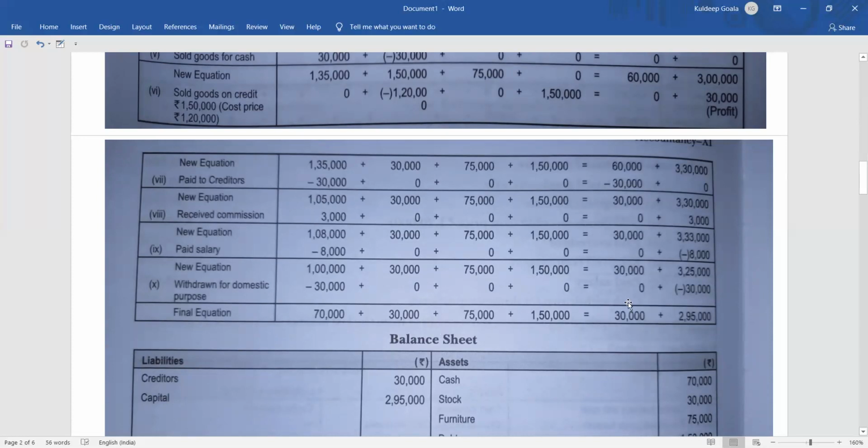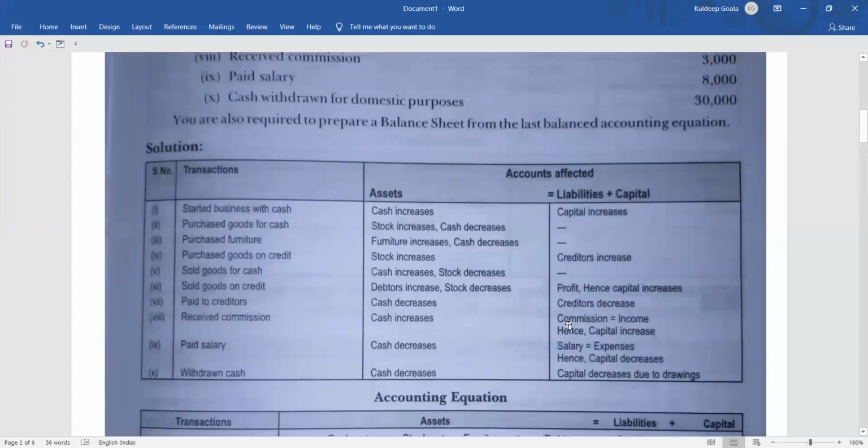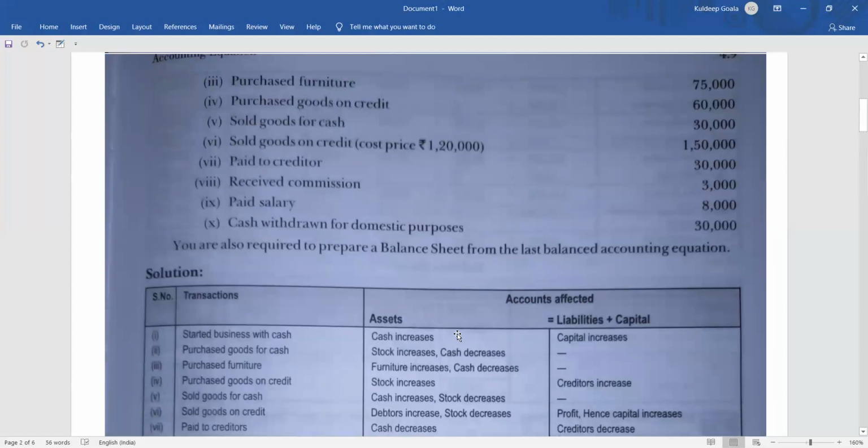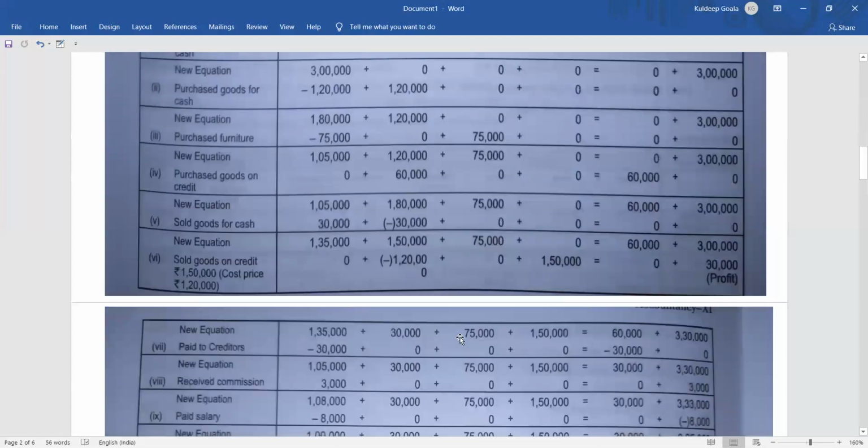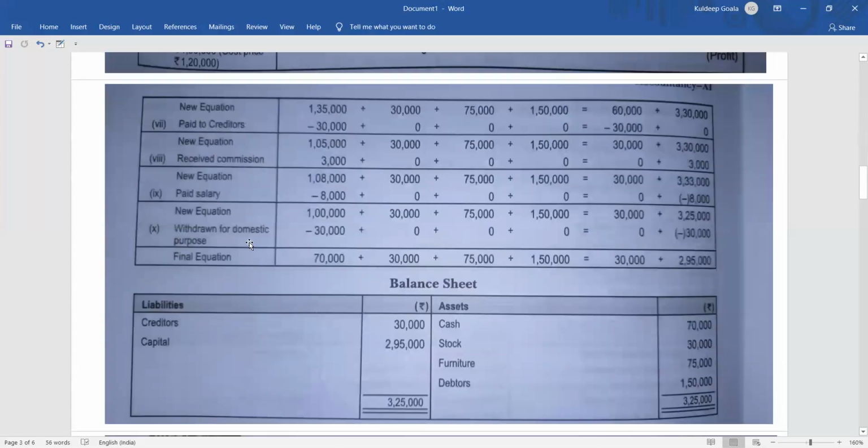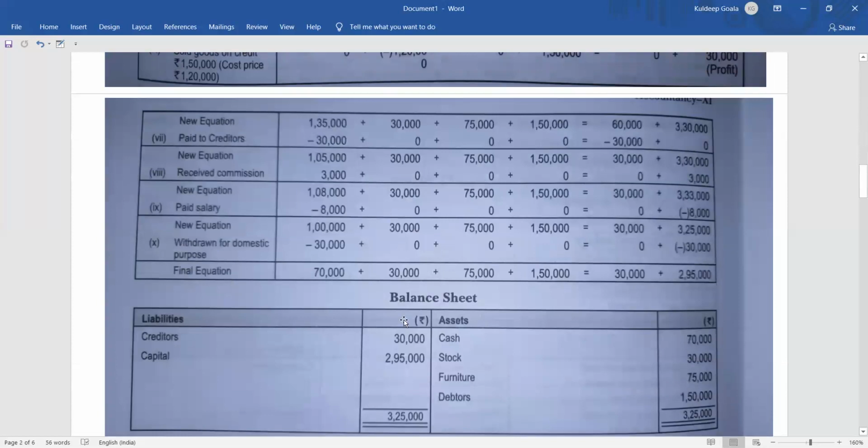So after deducting that, we'll just check is there any more item. No, there are no more items. So what we will do is that we will make the final balance, final equation. So don't make a totaling of all. It will be done only with the last equation plus the transaction. Okay. So the equation was 1 lakh. So from 1 lakh 30,000 gone. So it is 70,000, right? 70,000. In case of stock, it was remaining at 30,000.